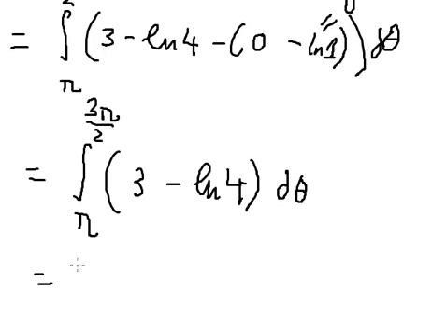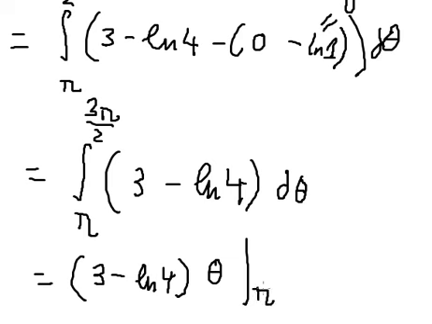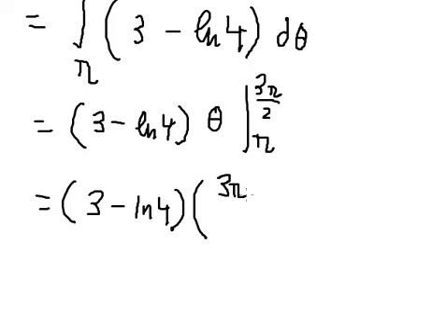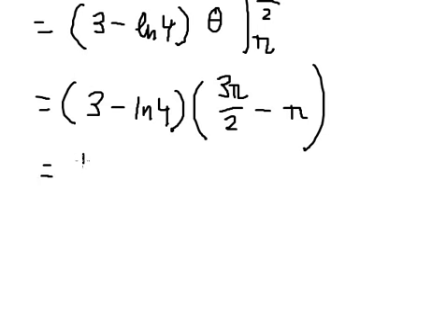So we have the final answer. And now we have the final, that is pi over 2 times number 3 minus Ln number 4.